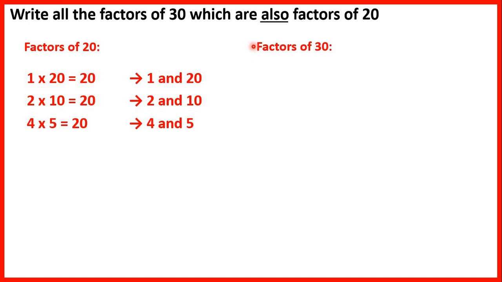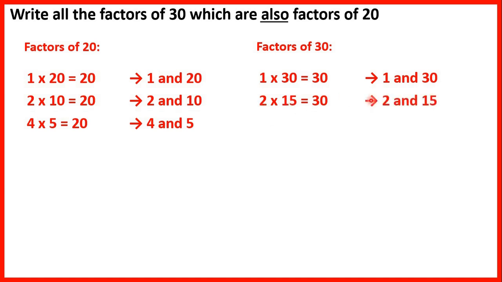Now let's find the factors of 30. 1 and 30 will be factors because 1 times 30 is 30. 2 is a factor as well because 2 times 15 is 30. If we divide 30 by 2, we'll get 15. Or if we divide 30 by 15, we'll get 2. So 2 and 15 are also factors of 30.